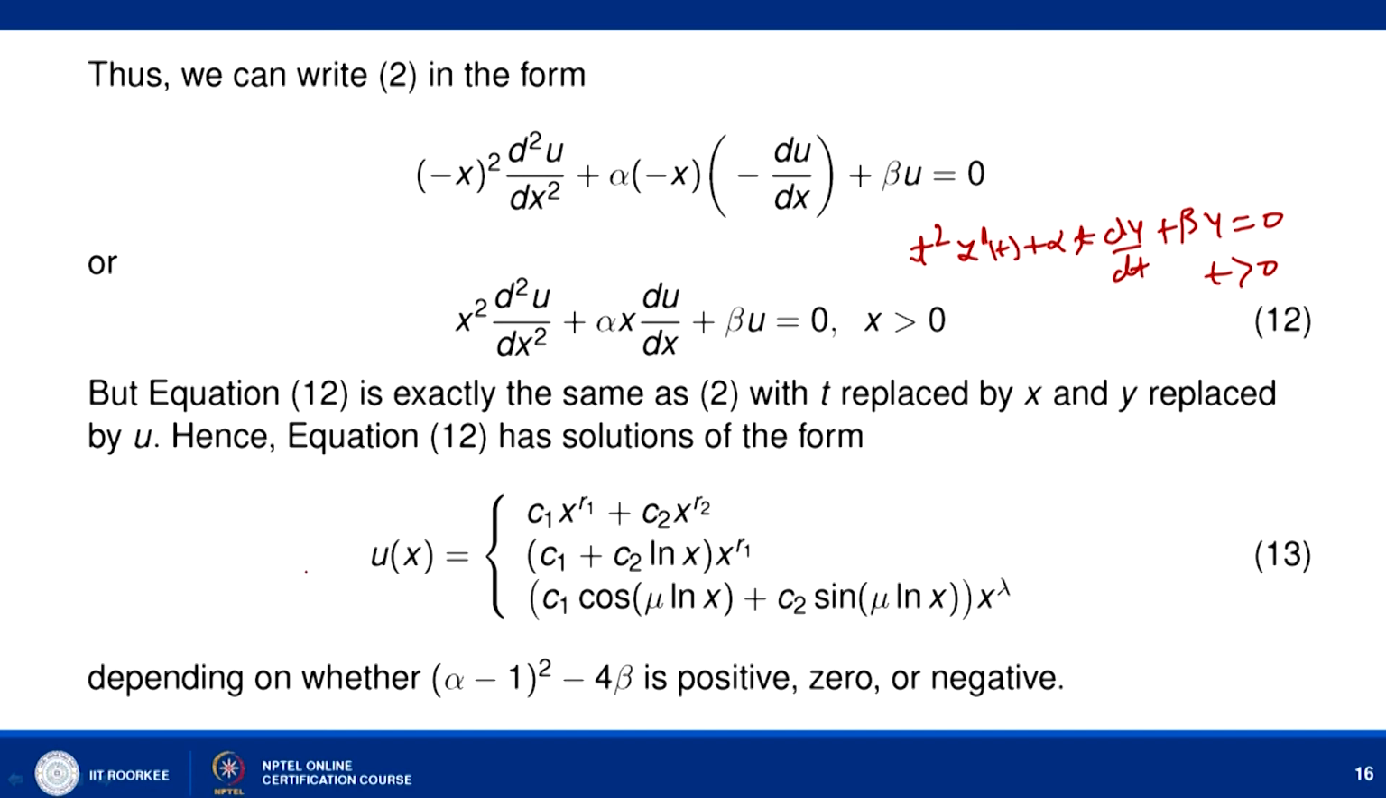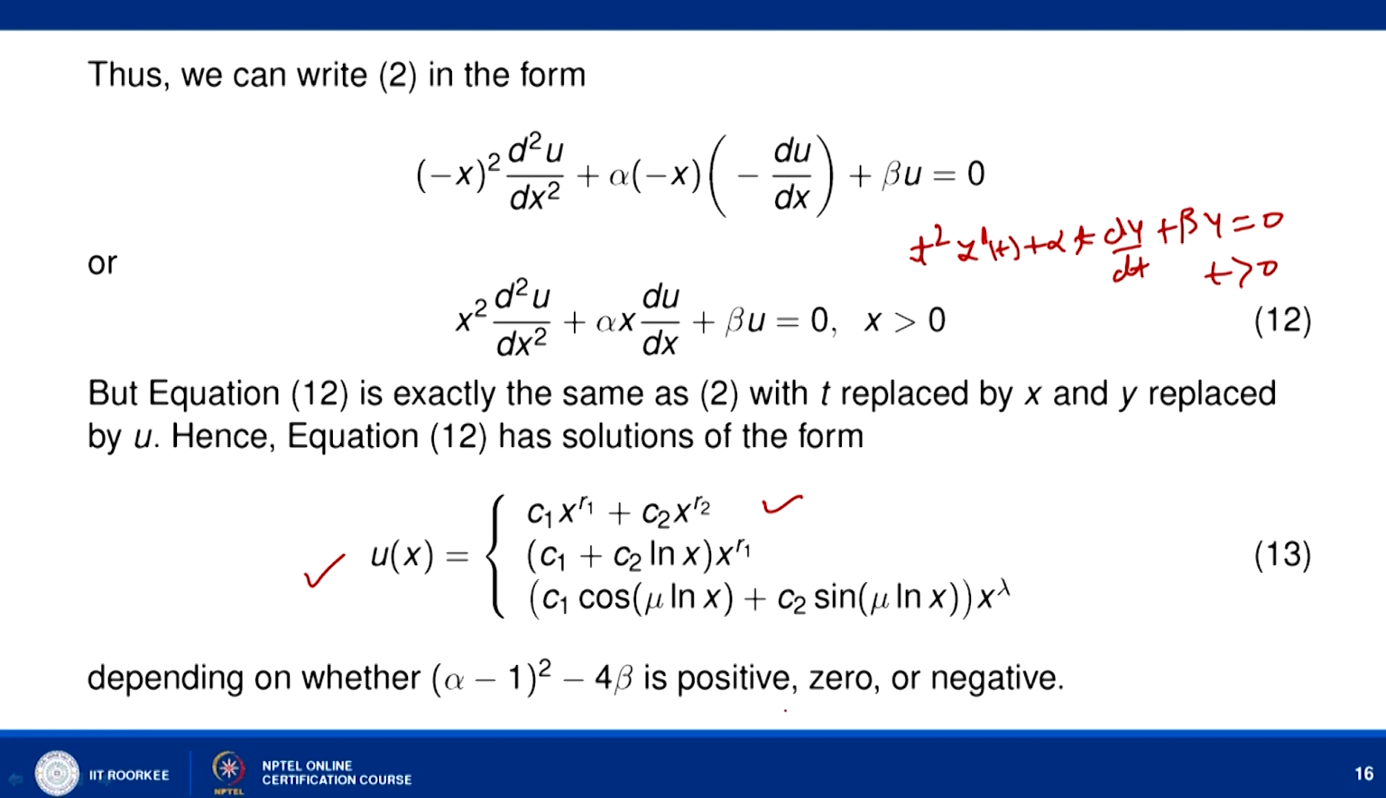So, in this case the solution u of x depends on whether the discriminant is positive, negative or 0. When it is positive, we have the solution C1 x to the power r1 plus C2 x to the power r2. In case of equal roots we have (C1 plus C2 ln x) times x to the power r1. When the discriminant is negative, we have the general solution (C1 cos(mu ln x) plus C2 sin(mu ln x)) times x to the power lambda. This depends on whether (alpha minus 1) whole square minus 4 beta is positive, 0 or negative.